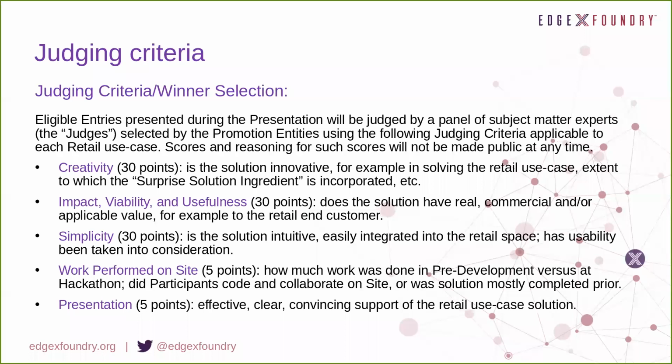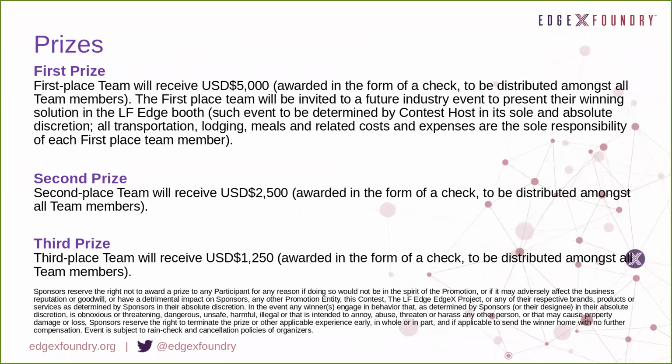All right, so that's the overview of the criteria. Now, if there are questions, we can get to that in the Q&A section. And we do have 3 prizes right now. So as planned, we're going to have a 5,000, 2,500, and 1,250 prizes. They'll be awarded as a check meant to be distributed amongst team members, right?